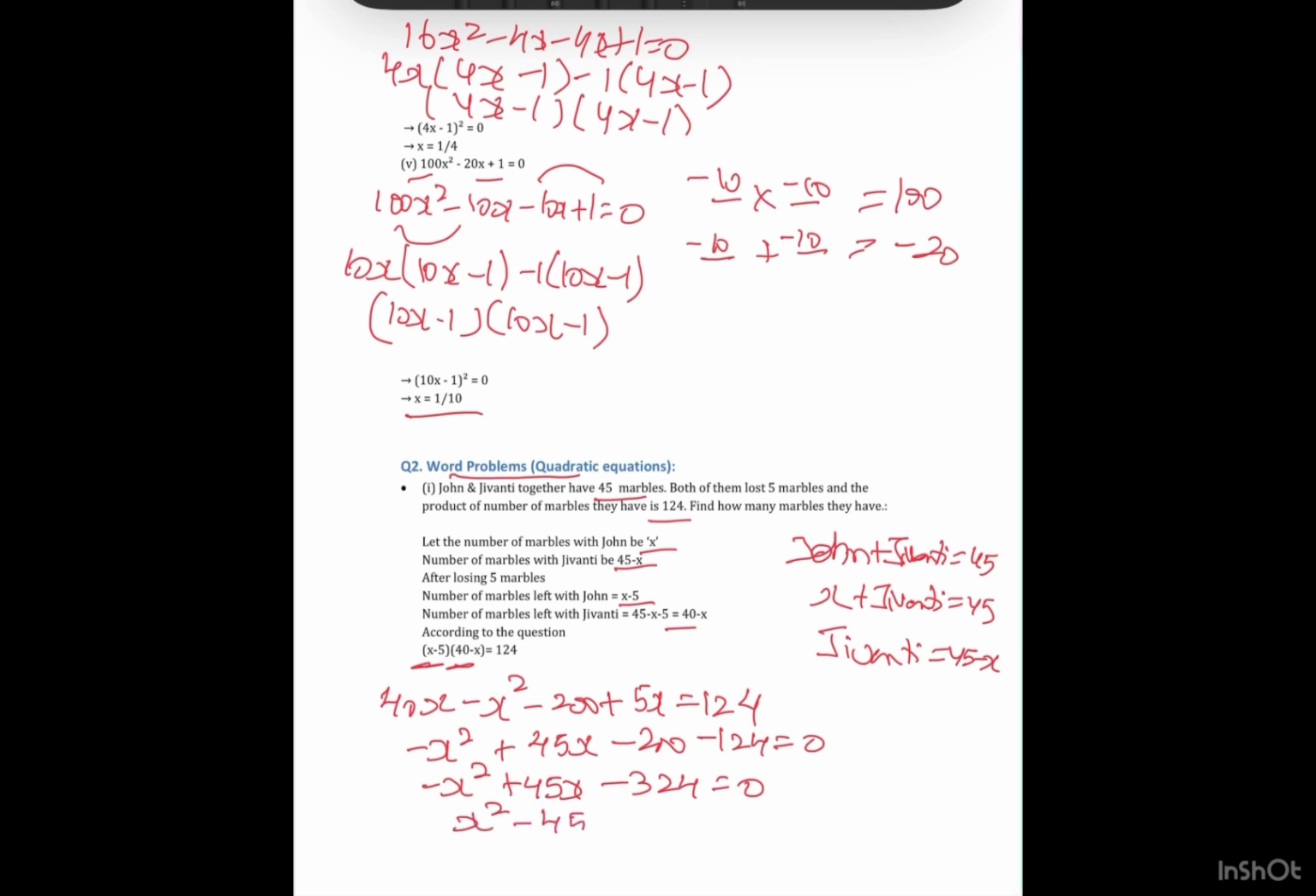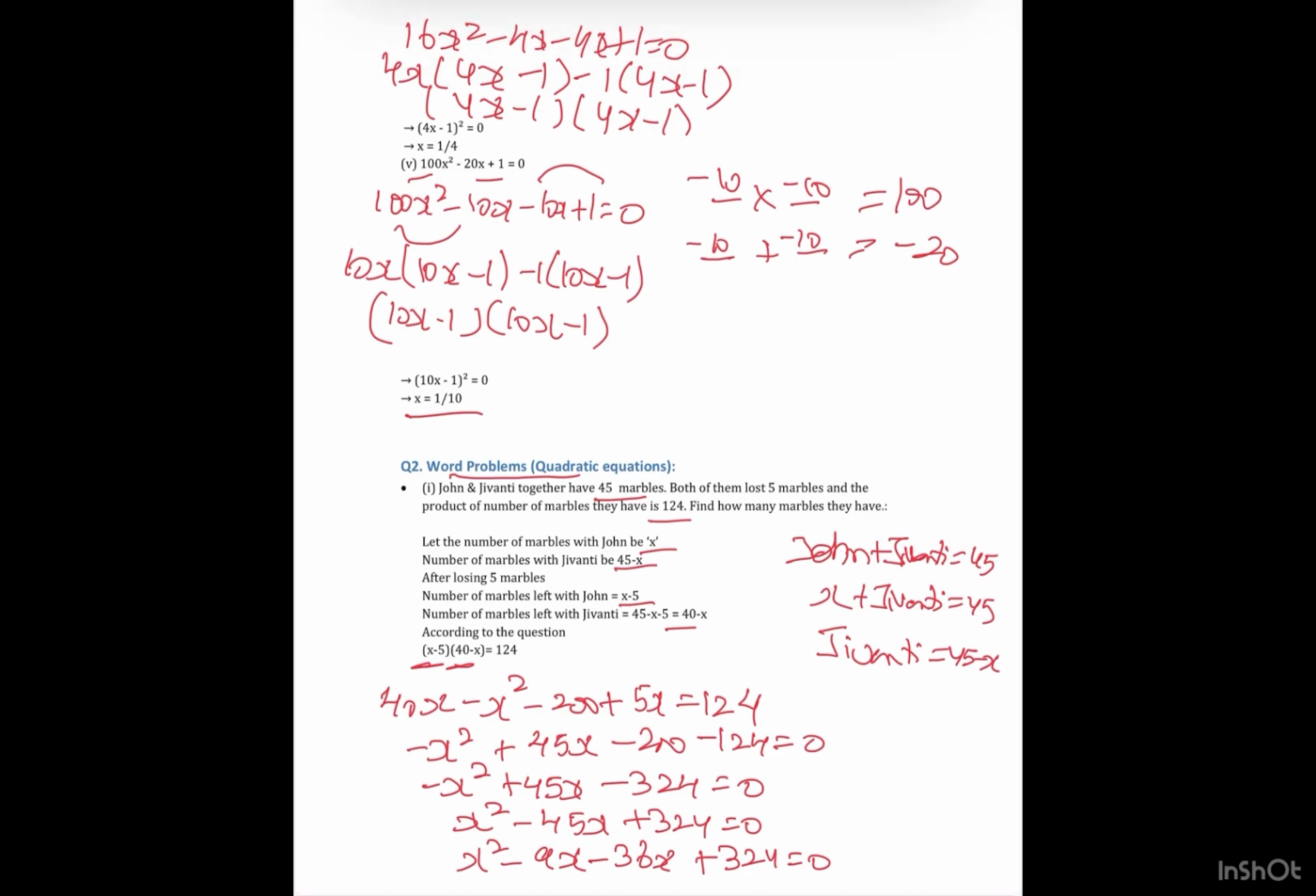I'm left with x square minus 45x plus 324 is equal to 0. I didn't want a minus sign for my first term, so I have divided the whole equation through by minus. Now we have to find factors of 324 in such a way that when we multiply we get 324, and when we add we get minus 45. So minus 9 into minus 36 will give me 324, and minus 9 and minus 36 will give us minus 45. So from the first two terms we can take out common x.